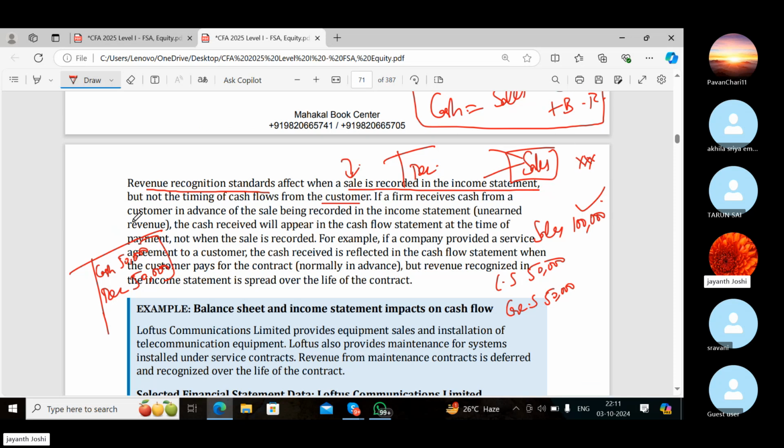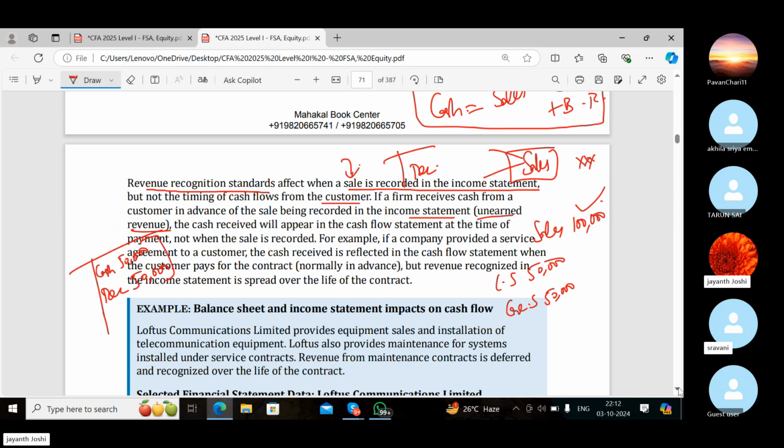If a firm receives cash from a customer in advance of the sale being recorded in the income statement, that's called unearned revenue. That means they have made the payment in advance and you are supposed to give them services. If you take Netflix or any subscription based services, first you make an advance payment to them and then they give you services. Whenever you make advance payments to them, that is not their revenue, that is their unearned revenue, income received in advance. They can only recognize those later.